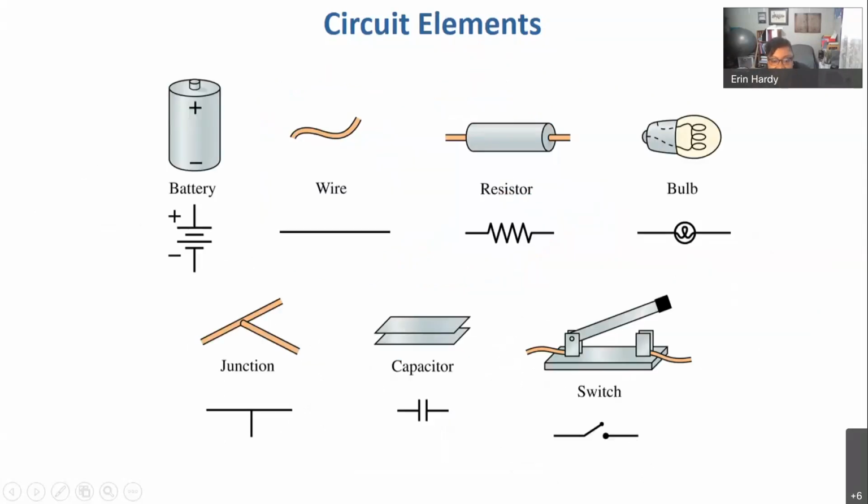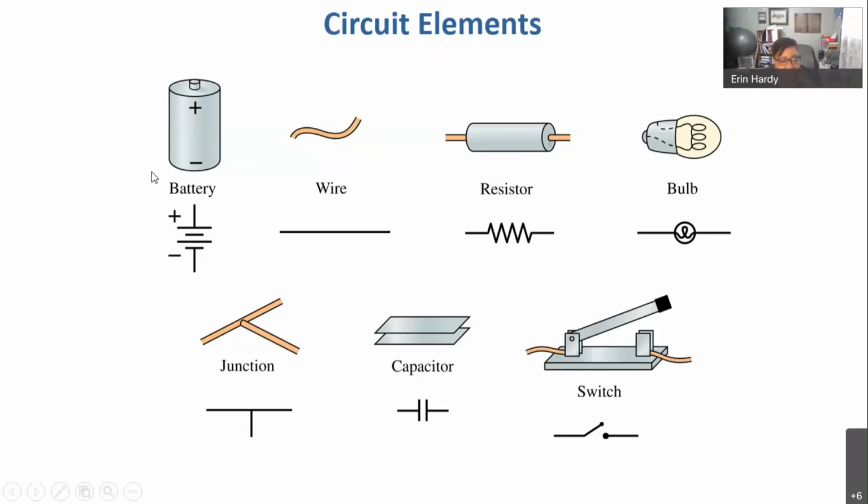Now, these different symbols, let's see, we've already seen the wire, the resistor, the junction, the capacitor. A light bulb and a switch have symbols that look like this. You might also be familiar with a diode symbol, an inductor symbol, depending on how much experience you already have with circuit diagrams.